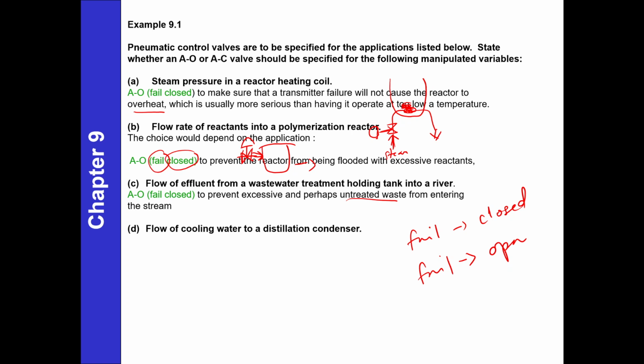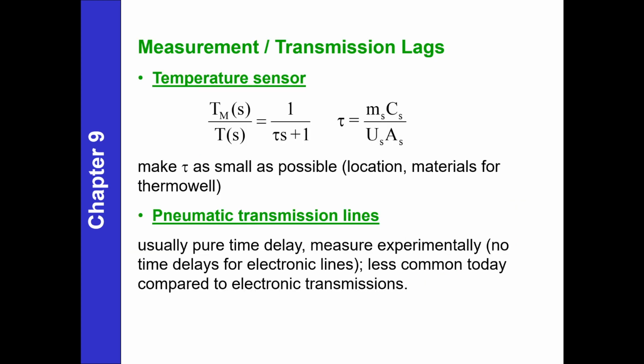And the last one is flow of cooling water to the distillation condenser. You should use fail open, because you still want the cooling process to occur rather than stop the flow. If we stop the flow here, the temperature might increase. That is more dangerous. Okay, I think this is the last slide.